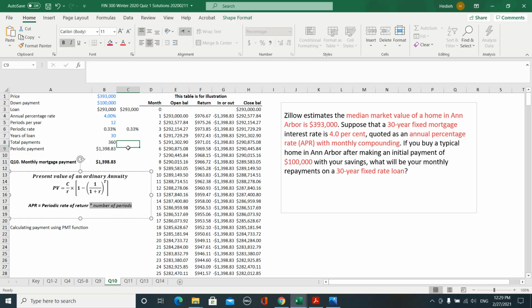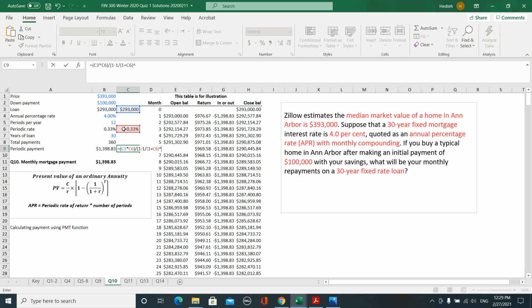So now I want to calculate the repayment for this loan. So I use the formula for an ordinary annuity. So multiply the present value of your debt with your periodic interest rate. And then we should divide this by 1 minus 1 divided by 1 plus your interest rate.